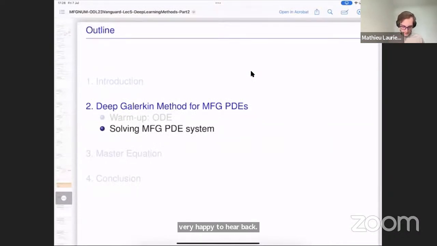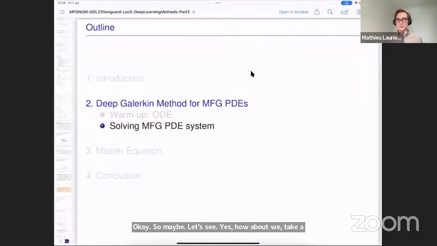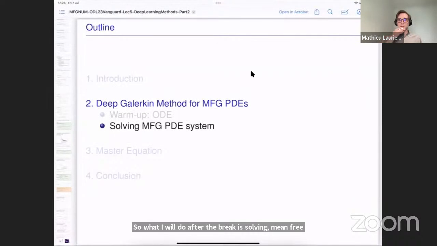Maybe we take a short break now and then we resume. What I will do after the break is solving a mean field game PDE system using this DGM approach, solving an example of master equation for finite state mean field games using the DGM method again, and then revisiting the approach I gave at the end of lecture 5 with a little bit more details on the DBDP approach for mean field control, master equation or Bellman equation, which is in principle infinite dimensional.